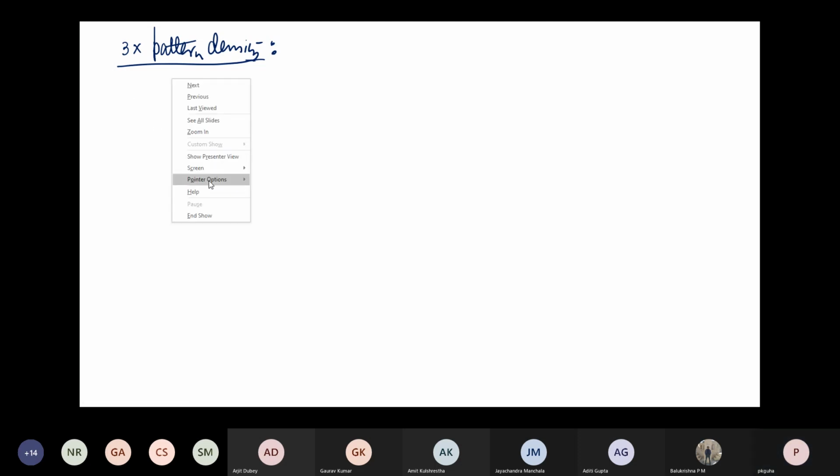Now what about 3 times pattern density? Okay, 3 times pattern density. Can we achieve that with this similar approach? Let's check. Okay, so let's draw our mandrel.